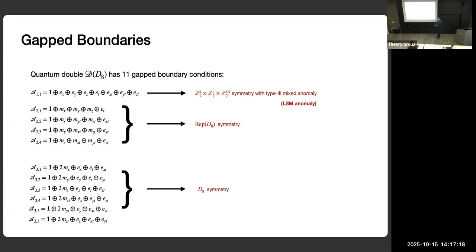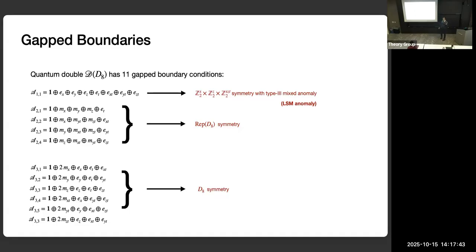This is not something unknown, it was known. And indeed, this is our symmetry. I choose this basis particularly because the diagonal part, when you multiply all of them, is the Z2T, this emanant symmetry, which is anomalous. Then the next four, if you choose them as top boundary, give you some non-invertible Rep D8 symmetry. And the last six of them just give you D8 symmetry.